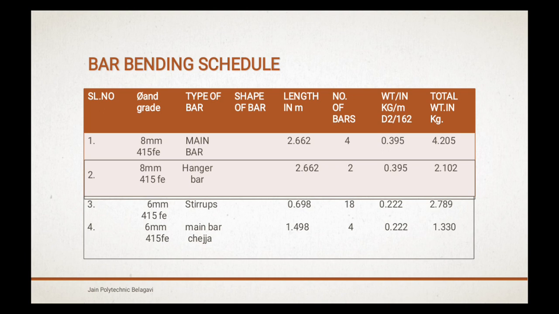So the bar bending schedule: serial number, dia and grade, type of bar, length in meter, number of bars, weight in kgs per meter and total weight. See the bar bending schedule. Our 8 mm dia main bar length is 2.662, number of bars 4, weight in kgs per meter 0.395, and total weight 4.205.